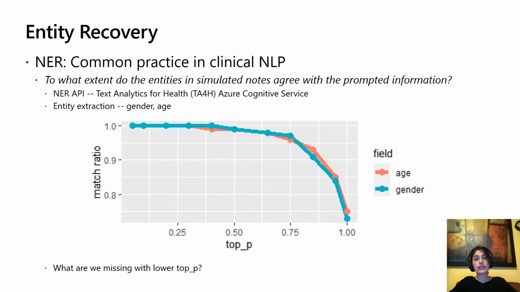In clinical NLP, it is a common interest to extract named entities like demographic or medication information. Now, our question is to what extent these entities in the simulated notes agree with the prompted information we queried for. We use the named entity recognition API from Text Analytics for Health to extract age and gender from the passages and compare them with the ones in their corresponding prompt.